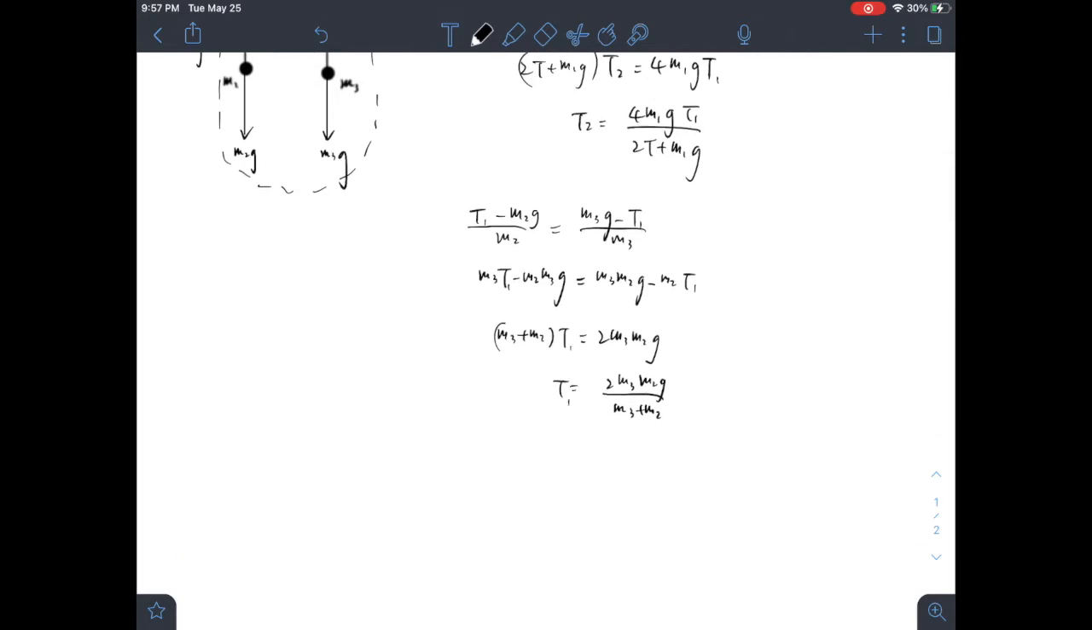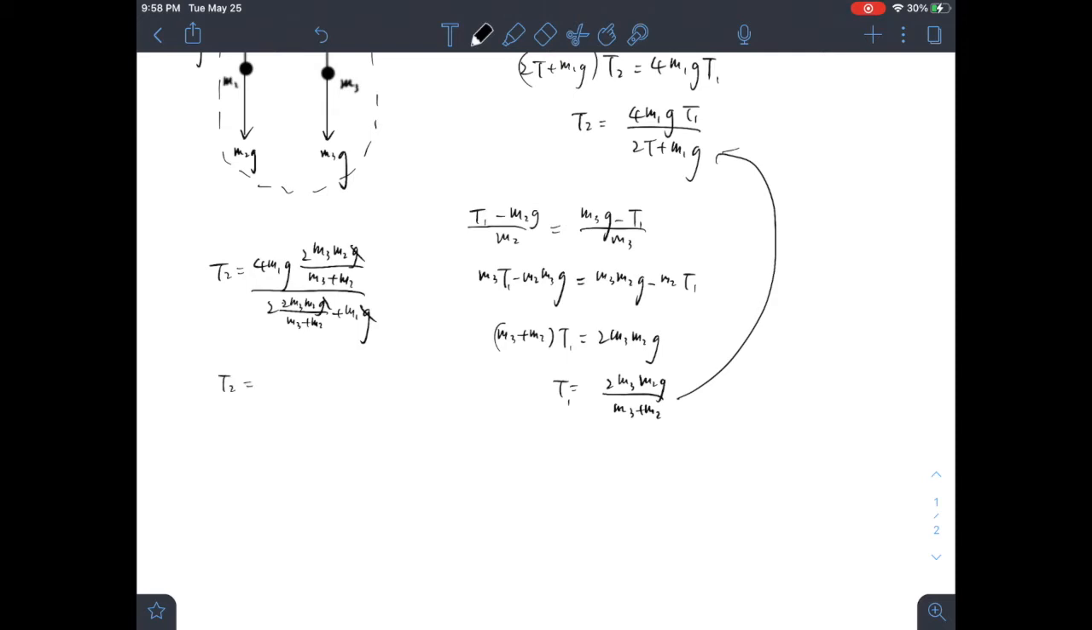We forgot these are all ones. Yes, it's all one. Then we plug into this equation to find T2. So T2 equals 4 m1 g times 2 m3 m2 g divided by (m3 plus m2), divided by 2 times 2 m3 m2 g divided by (m3 plus m2), plus m1g. Then we cancel out one of the g's, and m1s, oh actually no, there's another term that we cannot cancel, so we simplify it.